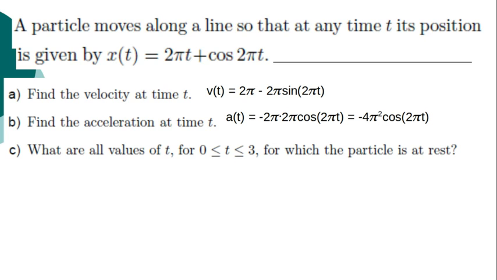And then for part C, what are all values of t going from just 0 to 3, for which the particle is at rest? So at rest means velocity has to equal 0. All right. So we're going to take our velocity function, and we're going to set it equal to 0. And now we have to solve this.